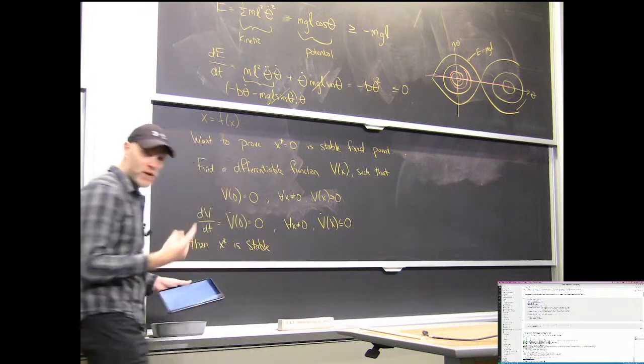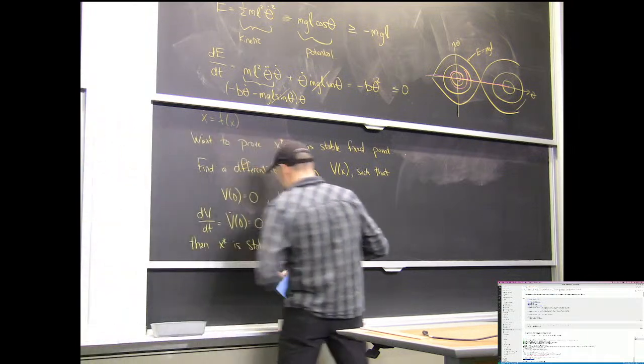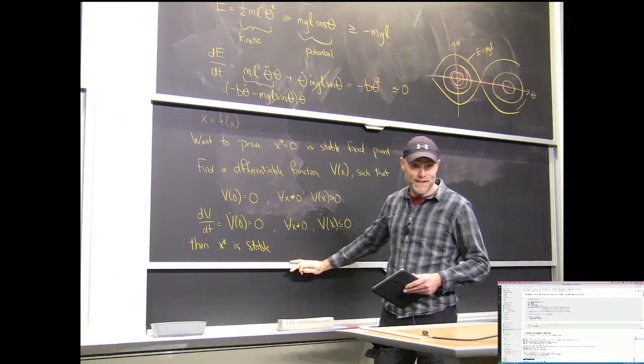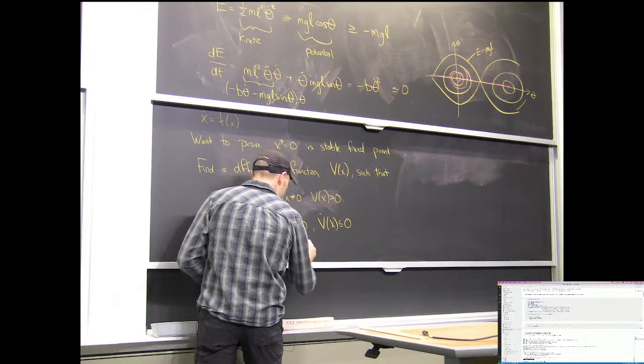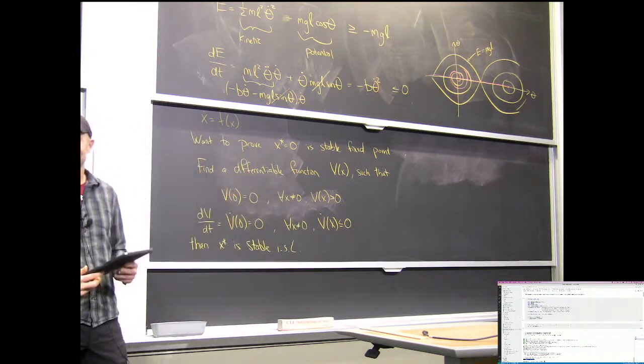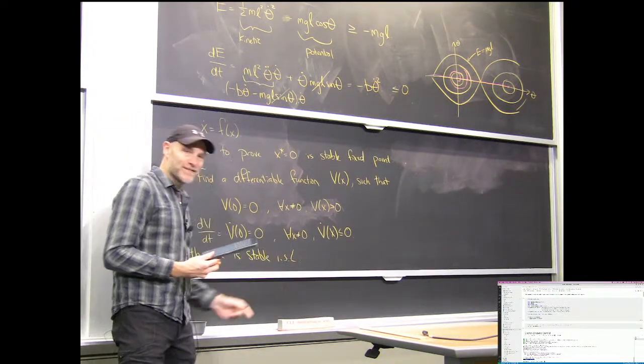Remember, there's a couple different ways we could talk about stability. We talked about stability, asymptotic stability, global, exponential stability, all these other things, right? But maybe you won't be surprised that a Lyapunov function immediately tells me that x star is stable in the sense of Lyapunov. Okay? In the sense of Lyapunov.